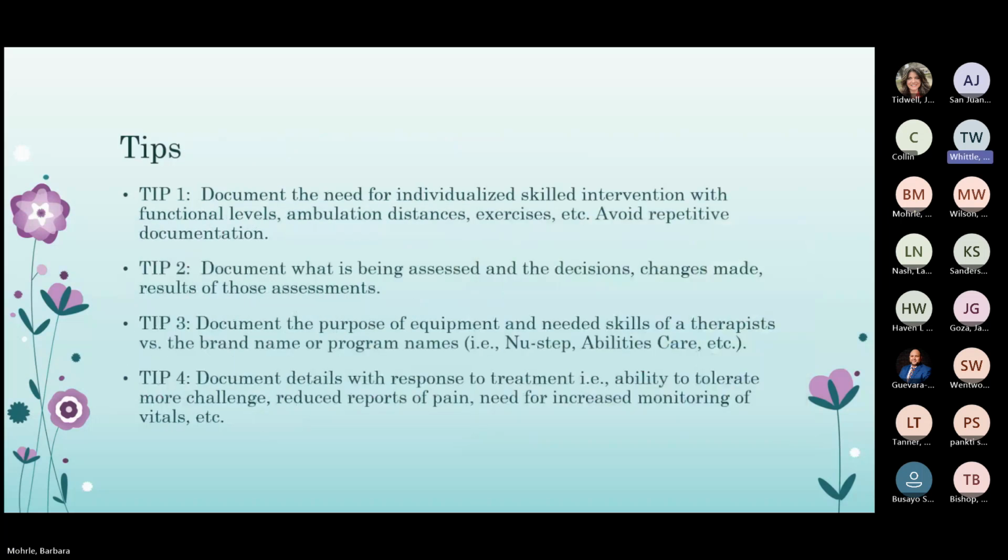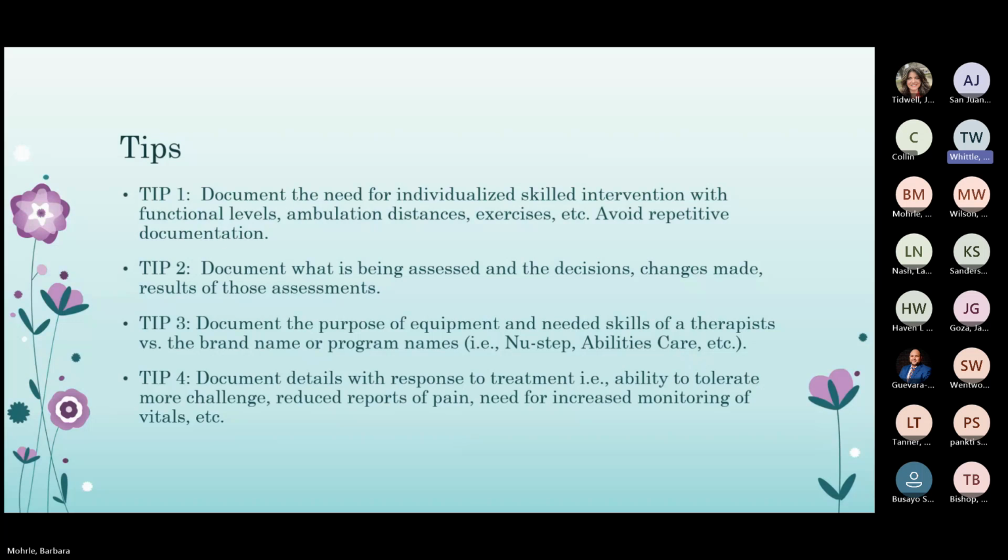Now, a few tips to leave you guys with, just to summarize all of this. Please make sure you're documenting the need for the individualized skilled intervention, including different functional levels, the specific ambulation distances, exercise, including reps, and being able to differentiate how those reps were increased, or maybe they weren't able to perform as many reps that day because of whatever is going on clinically, and avoid the repetitive documentation from day to day. Tip number two, really document what is being assessed and the decisions and changes you've made as a result of those assessments, right?